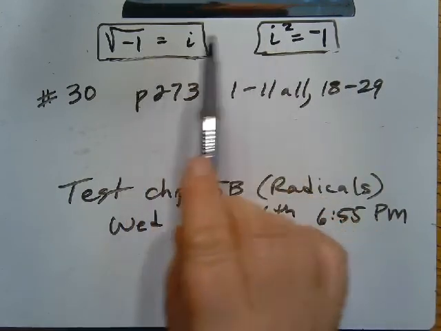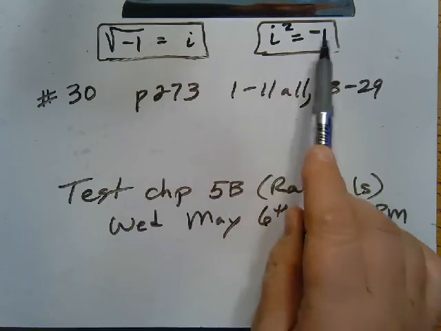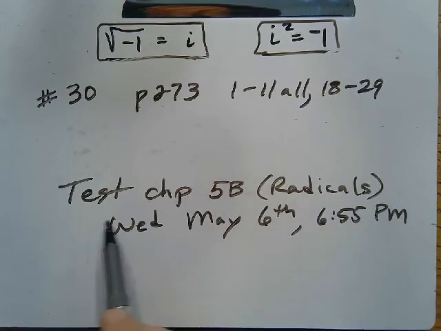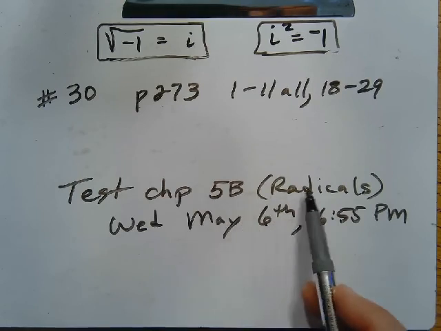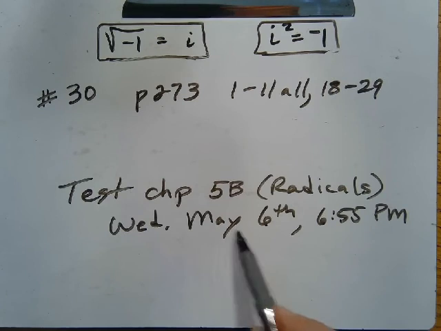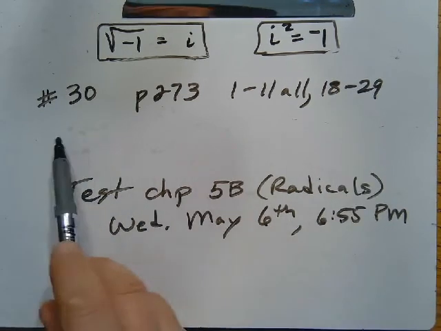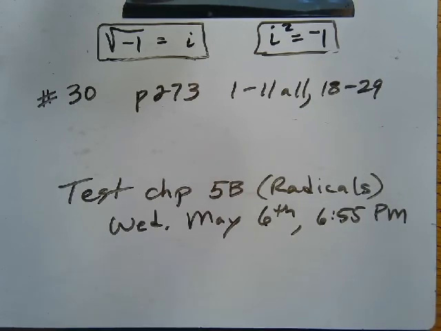Make sure you write these two things at the top of your homework. Square root of -1 is i, and i squared is a -1. The test on this chapter, this is chapter 5b, is on radicals. Okay, that's going to be Wednesday, May the 6th at 6:55 p.m. Tomorrow we'll show you another video on how to solve equations here.